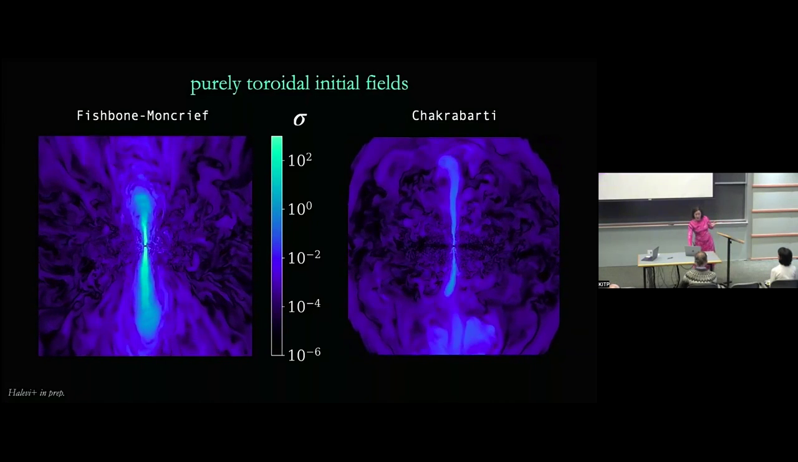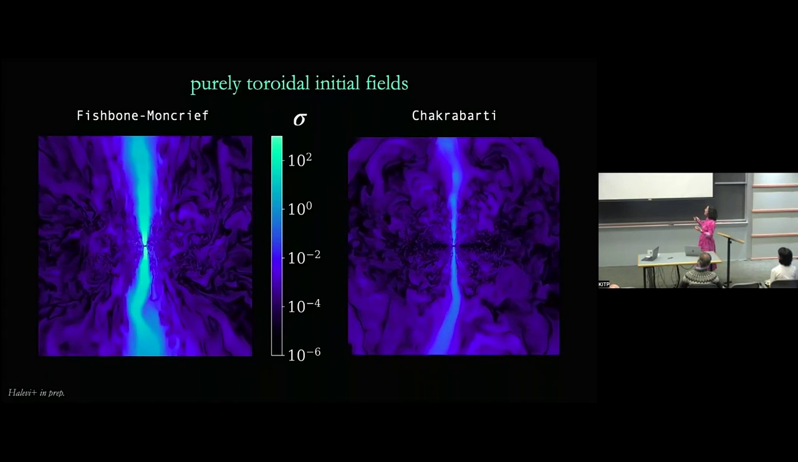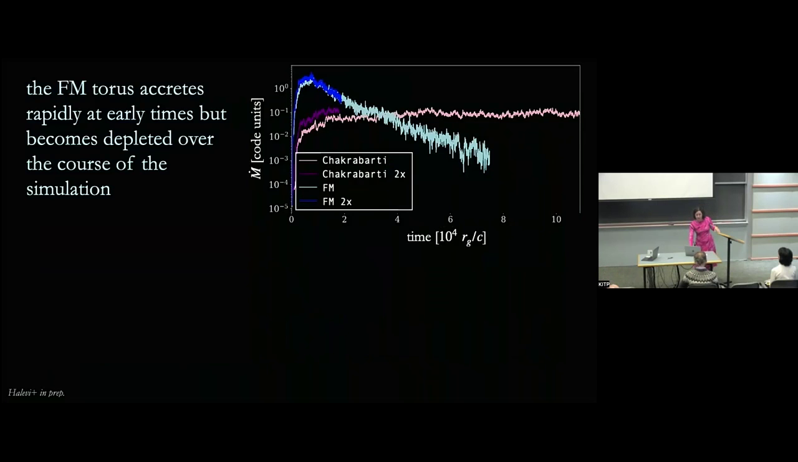And if we look at what's happening at the horizon, here you see the mass accretion rate, and I'm plotting the twice resolution ones just to see that it's very similar, as well as the normal resolution ones. And you see that the Fishbone-Moncrief torus immediately accretes and then drains. The Chakrabarty one accretes very slowly.